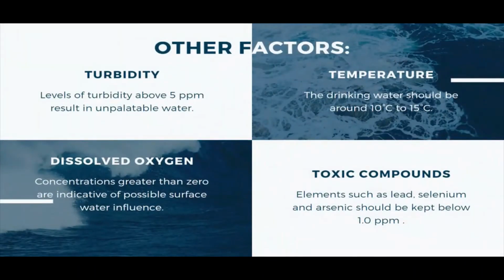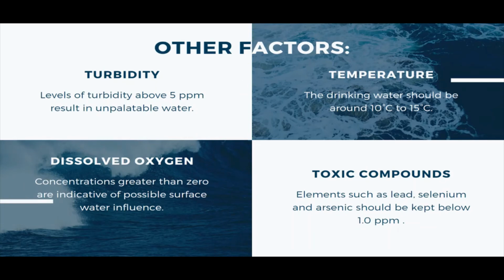Other factors that should be given equal attention are the following: turbidity, which is the measure of relative clarity of a liquid. Levels of turbidity above 5 ppm result in unpalatable water and indicate surface contamination. Temperature. The drinking water given should be around 10 degrees Celsius to 15 degrees Celsius. Toxic compounds. The amount will vary depending on the compound.